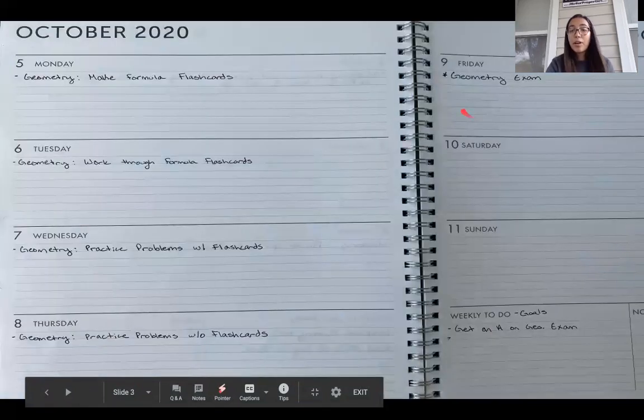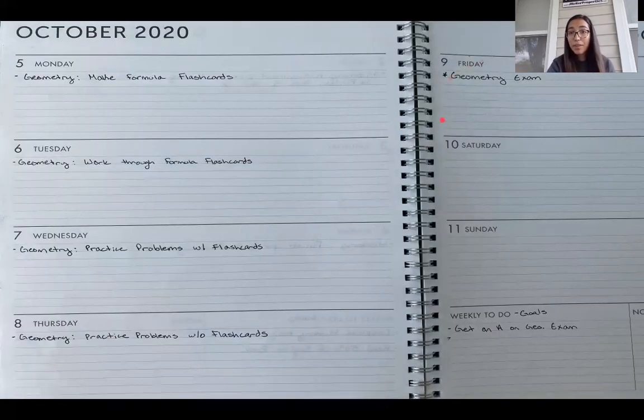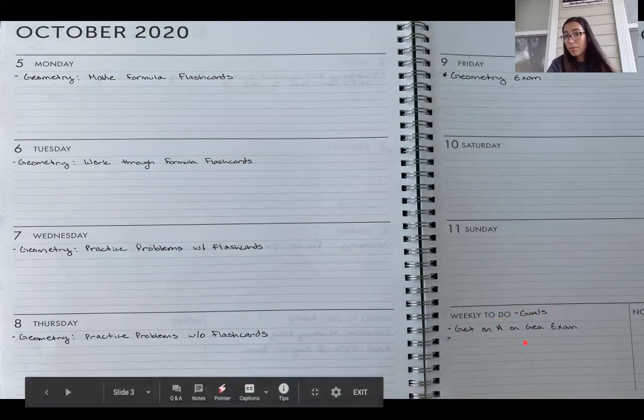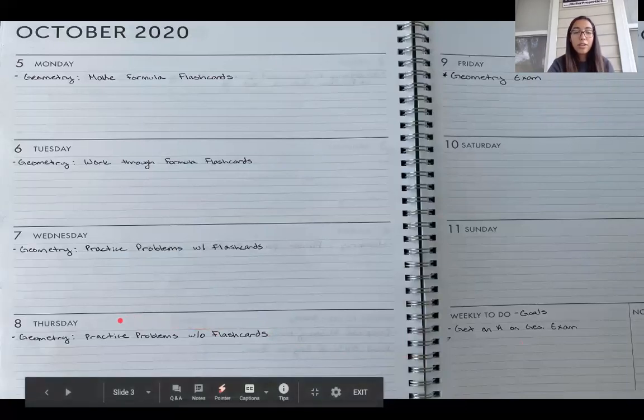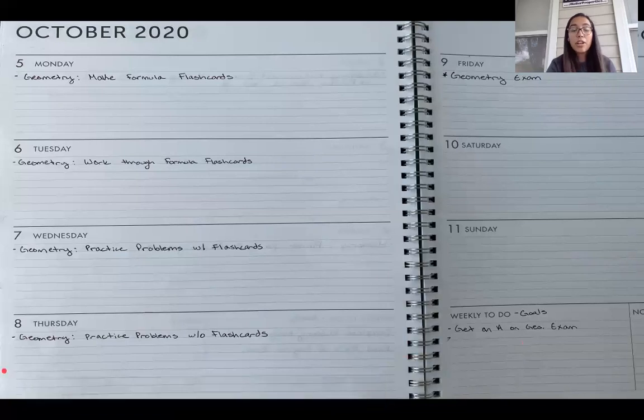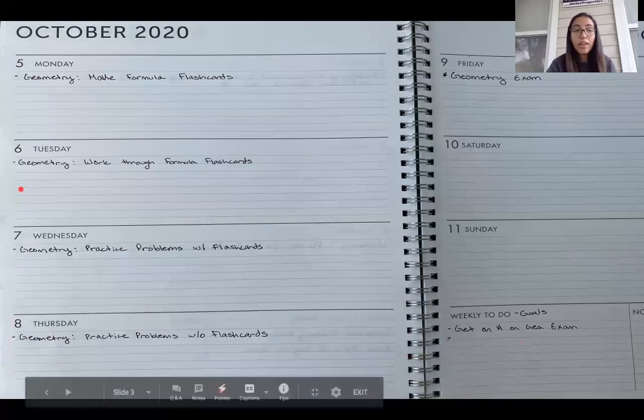Now here's an example of a week we might have an exam. So I have a geometry exam on Friday. Let's look at what my weekly goals are. Well, I really want to get an A on that exam. And then you have to step back and ask yourself, how am I going to do that? You're not going to do that by starting to study the night before. What you're going to do is make a plan.